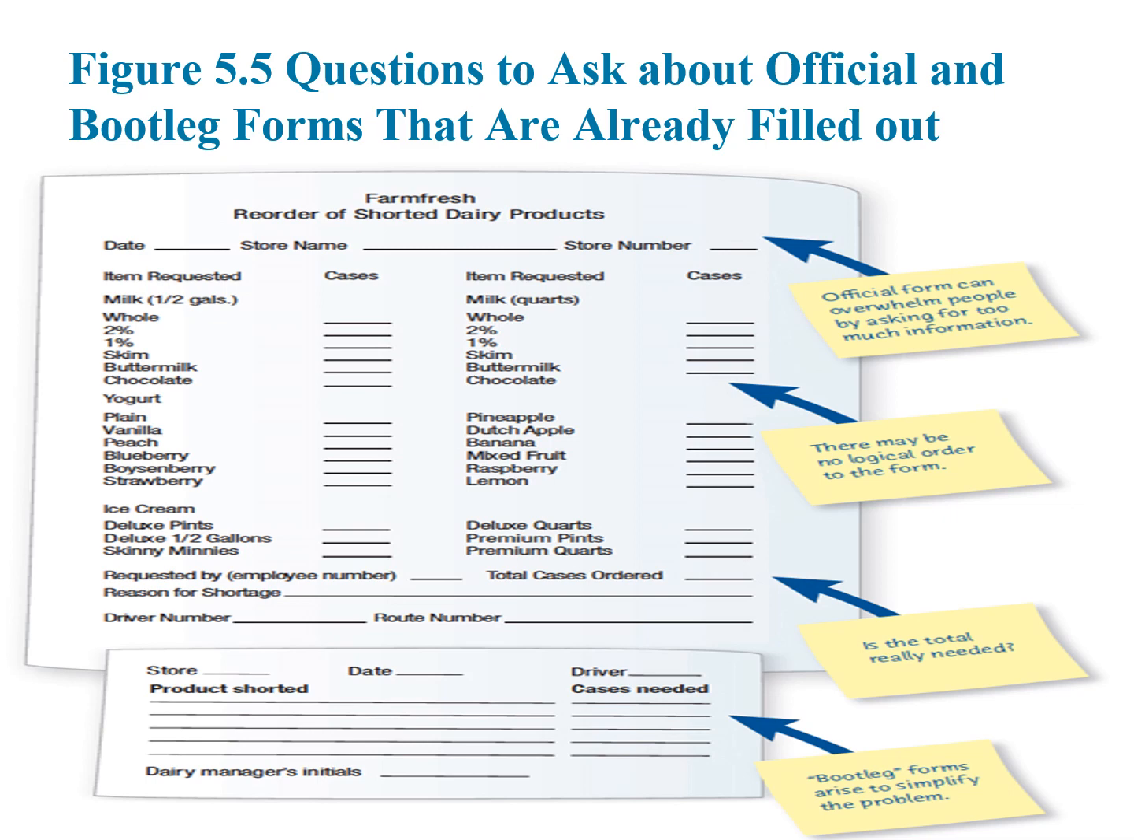So this example is showing some questions to ask about the official and potlatch forms that are already filled out. So some questions maybe: is the form filled out entirely? Is there any missing blank, or is it filled out consistently?